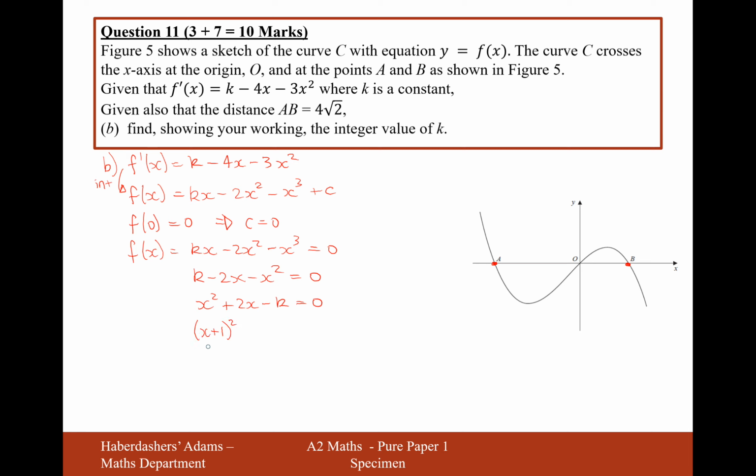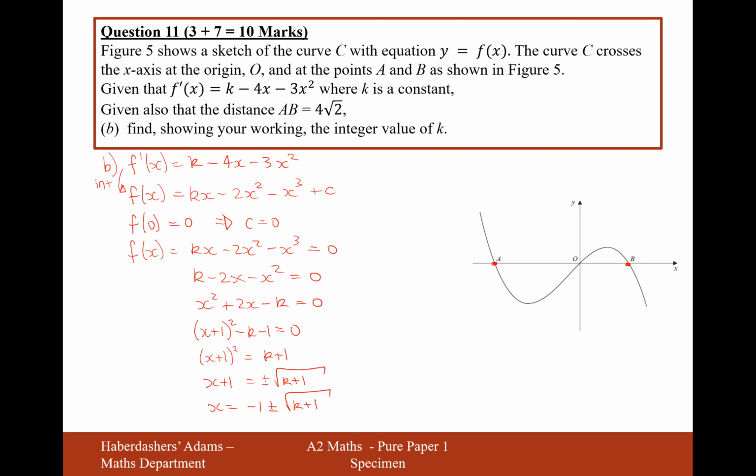So (x + 1)² - k - 1 = 0. So therefore (x + 1)² = k + 1. So therefore x + 1 is equal to the plus or minus of the square root of k + 1, and then when we take away 1 onto the other side, it's going to be -1 plus or minus the square root of k + 1.